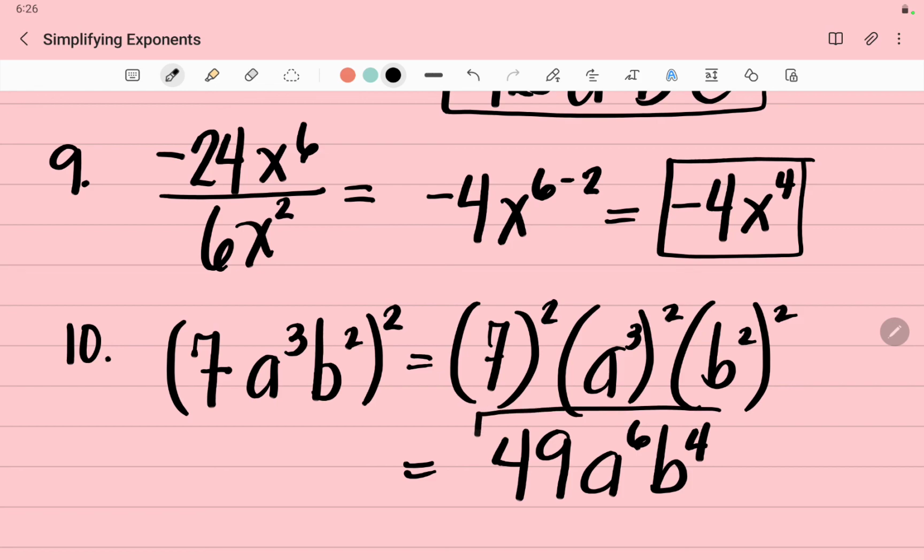Okay, so I believe that simplifying exponents will be easiest if you practice and practice, because when you practice, it will make your skill better. That's all for today's lesson.